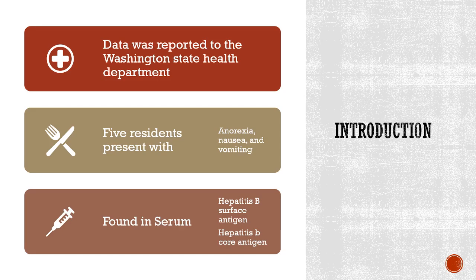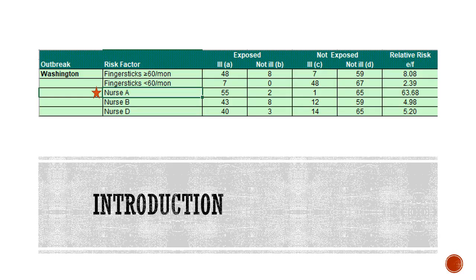Blood work was also taken from the residents, and there was a presence of hepatitis B surface antigen and hepatitis B core antigen in their serum. After reviewing the evidence, the risk factor with the highest relative risk was nurse A. The signs displayed by the nursing home residents, along with the presence of the antigens in the blood, suggested that nurse A was the source. It is possible that nurse A was positive for hepatitis B, or that she transmitted the virus to the patients through their treatment.